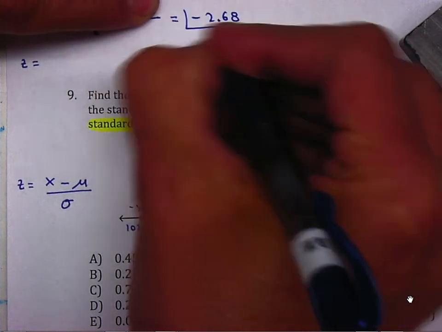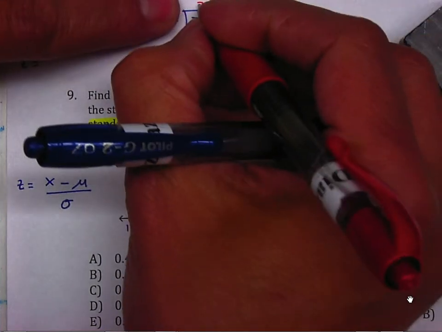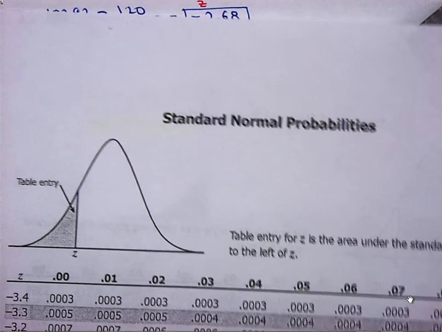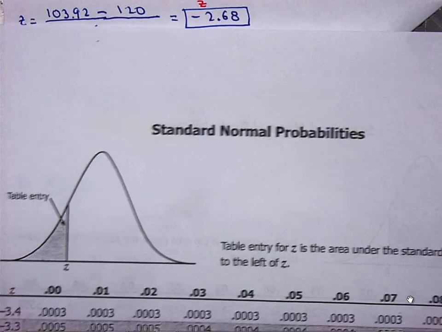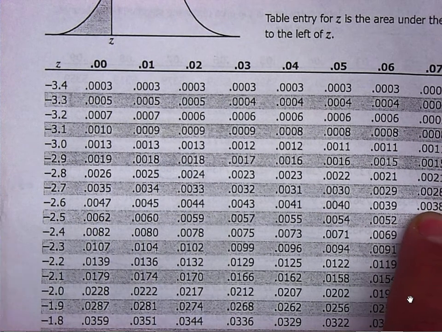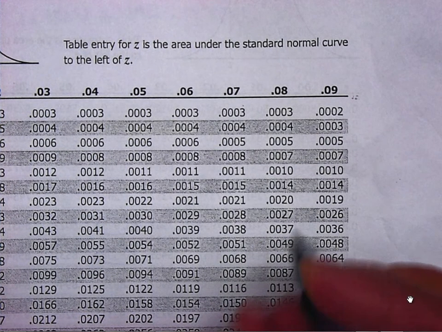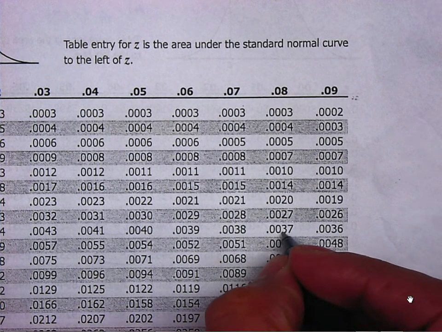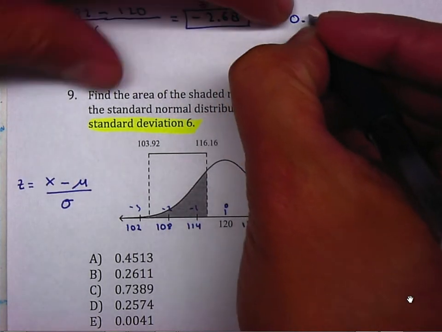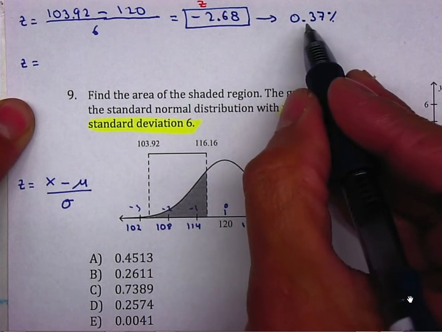This is my Z value, and I need to be able to find my percentage. So now I'm going to use my chart. Negative 2.1, and I'm going to go over to the number 6. So my value is 0.0154. If I change it to a percent, I'll move my decimal to the right two, so it'll be 1.54%. And sometimes you will be getting very tiny decimals.